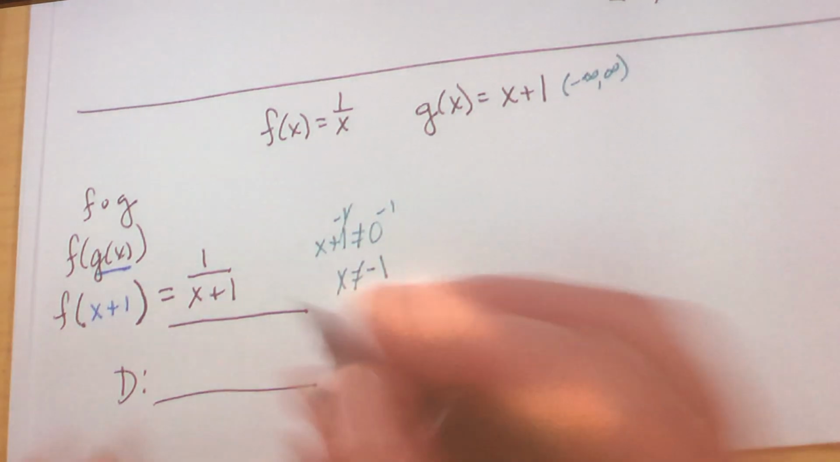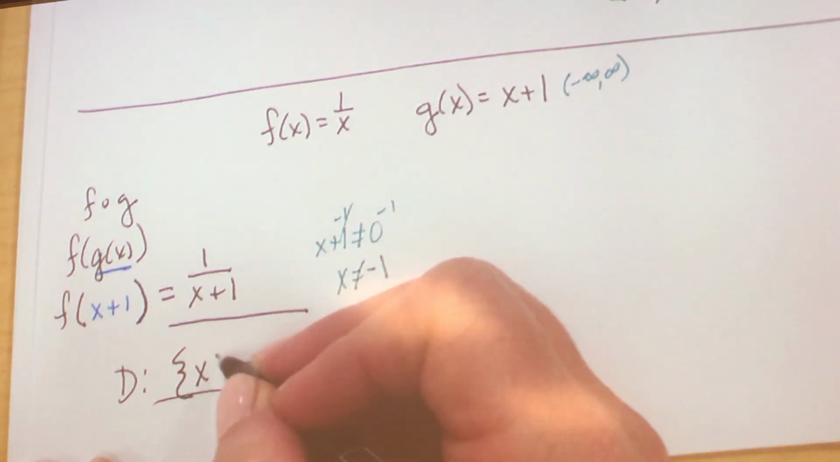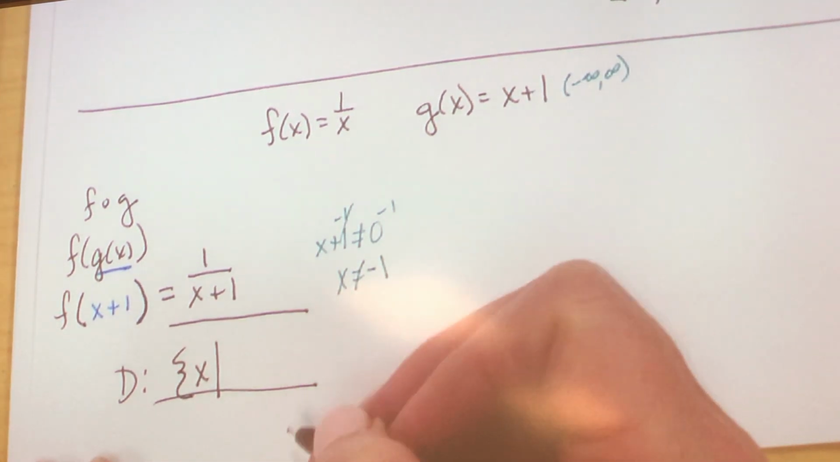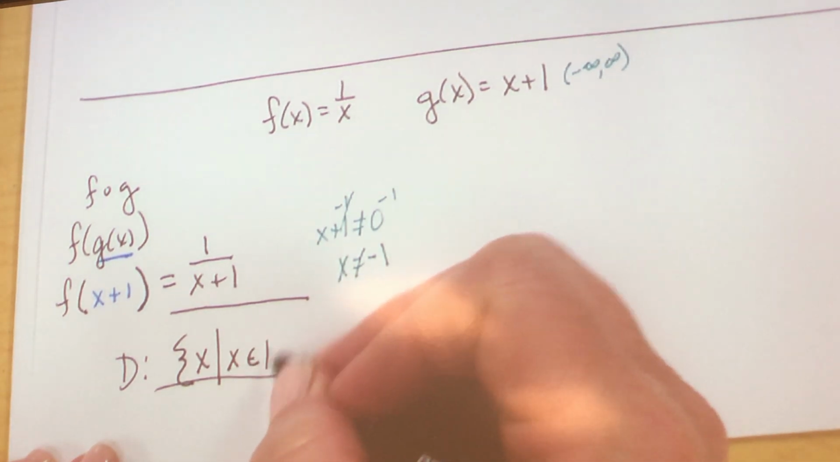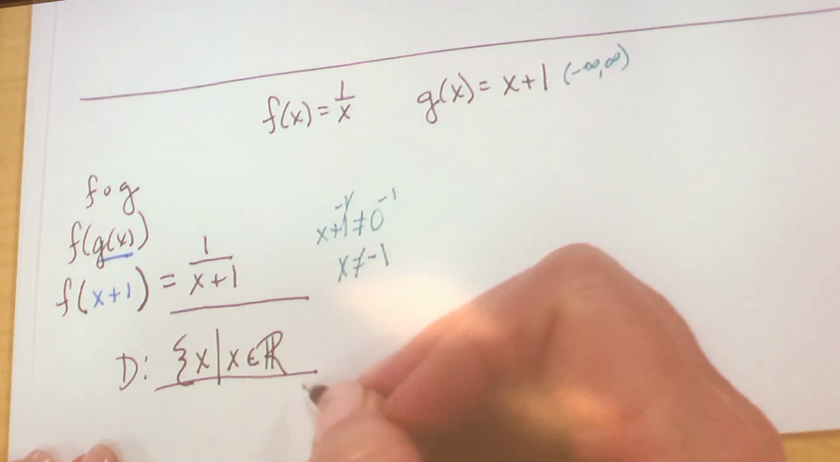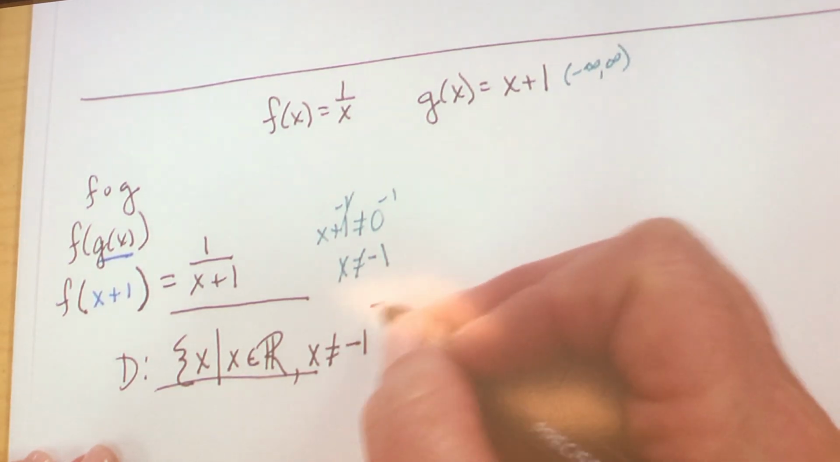Tell me what that looks like in proper set. Any x such that, all real numbers. X is an element of the reals, very good, and x cannot be equal to negative 1.